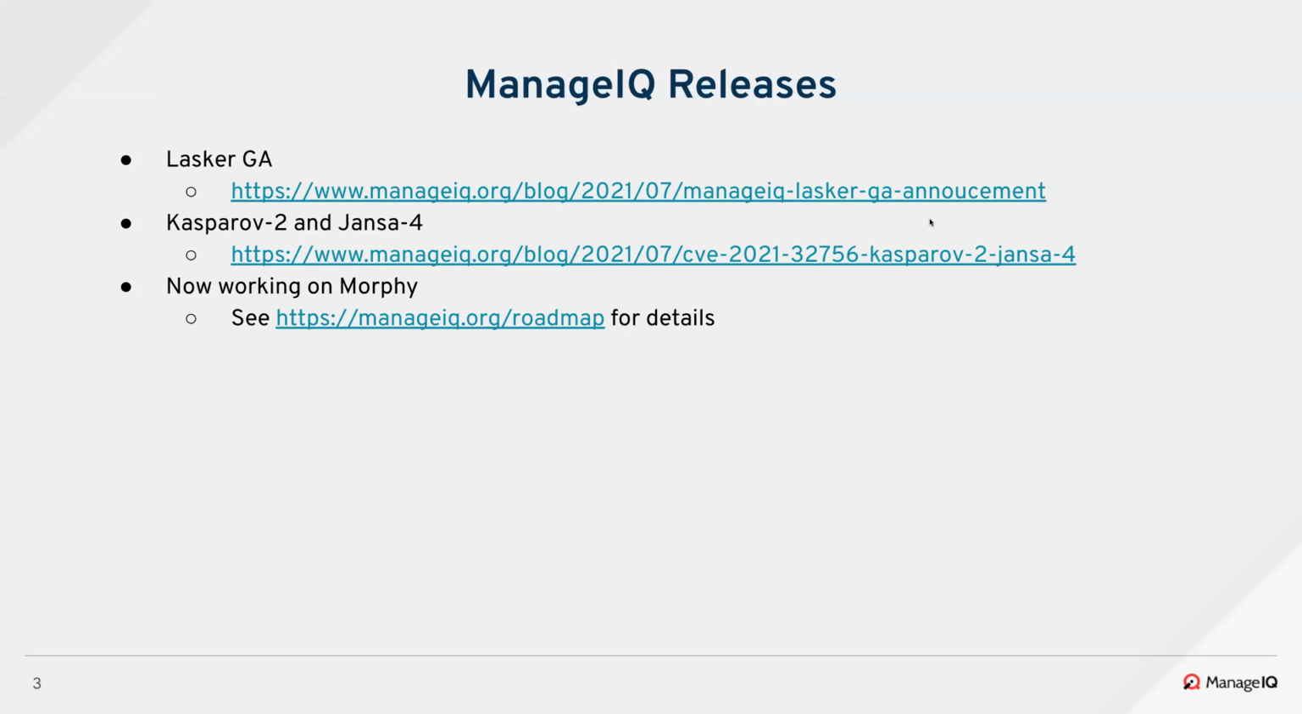So Losker is now GA. You can read about all the details in the announcement in that link. Also, Kasparov and Jansa got new updates, and you can read about the things that went into it there. One of them was to address a CVE that we found.